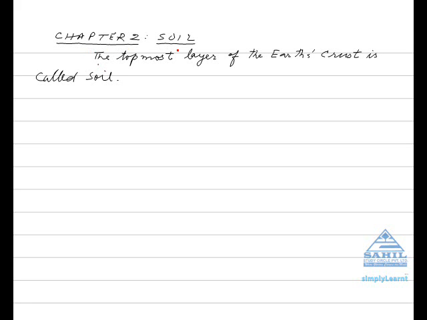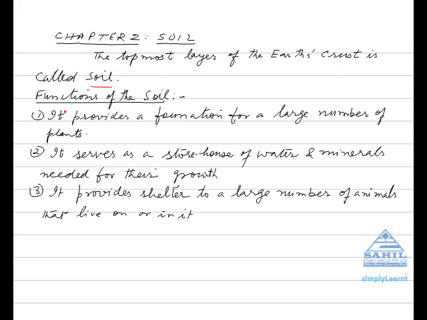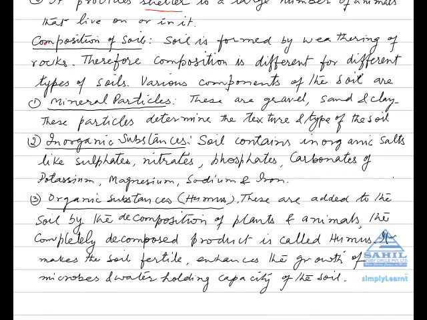Chapter 2: Soil. The topmost layer of the earth's crust is called soil. Functions of the soil. Number 1. It provides a foundation for a large number of plants. Number 2. It serves as a storehouse of water and minerals needed for their growth. Number 3. It provides shelter to a large number of animals that live in or on it.